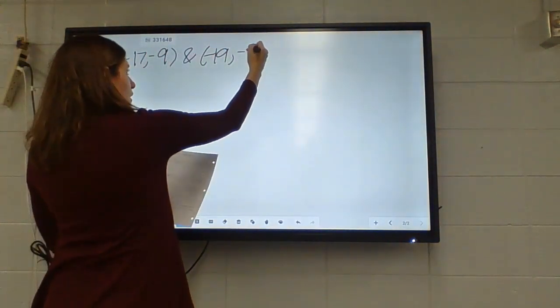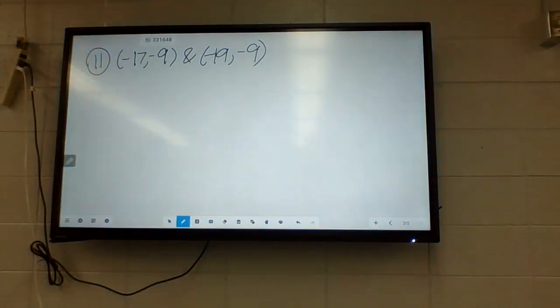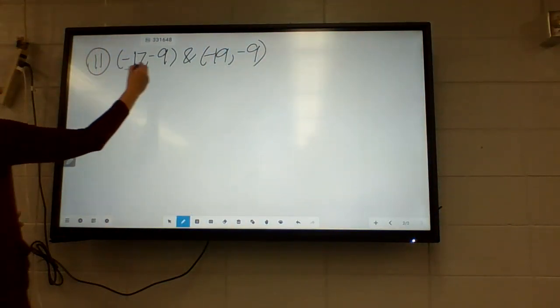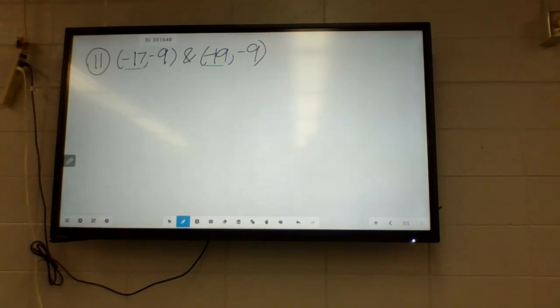Now, if your midpoint's wrong, all the rest of this is going to be wrong. So getting that correct to begin with is important. So I have to find the middle of these two. Now, I can just tell what that is. If you can as well, you probably don't have to do the work.